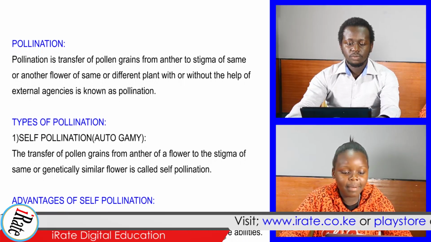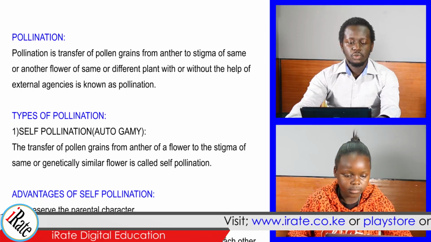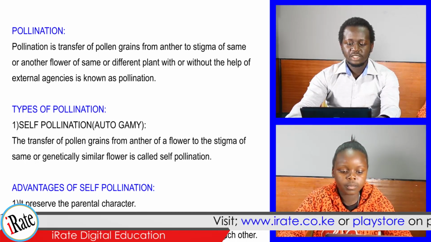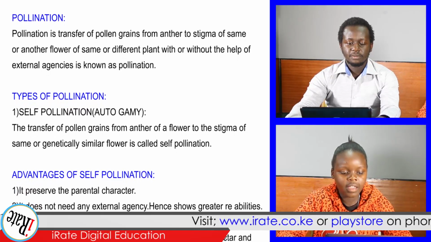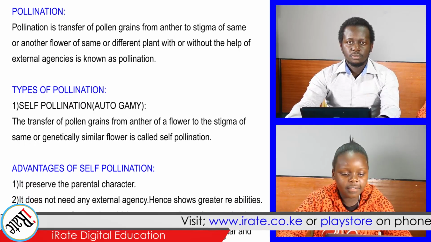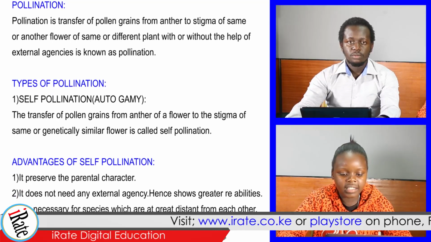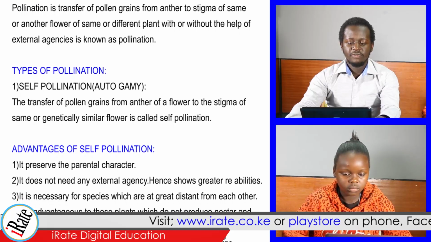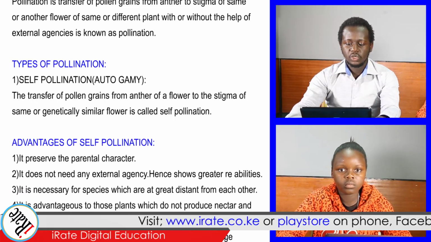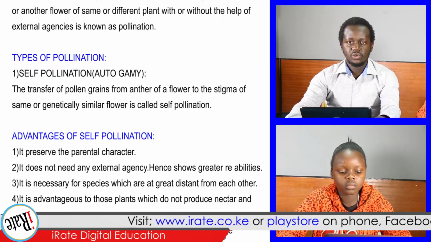It preserves the parental character. 2. It does not need any external agency, hence shows greater reliability. 3. It is necessary for species which are at great distance from each other. 4. It is advantageous to those plants which do not produce nectar and juices.